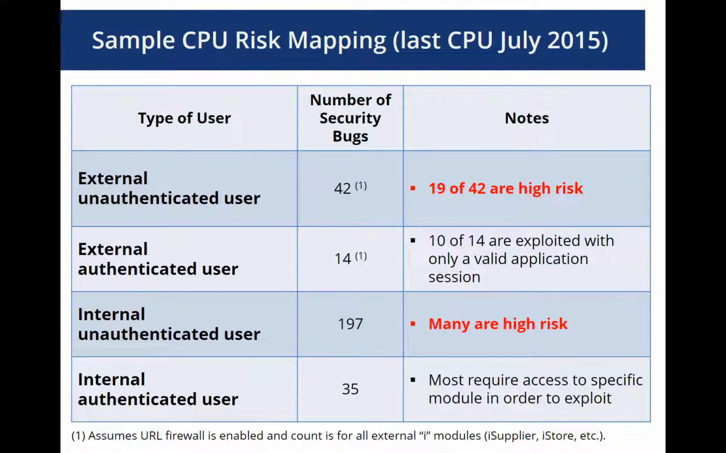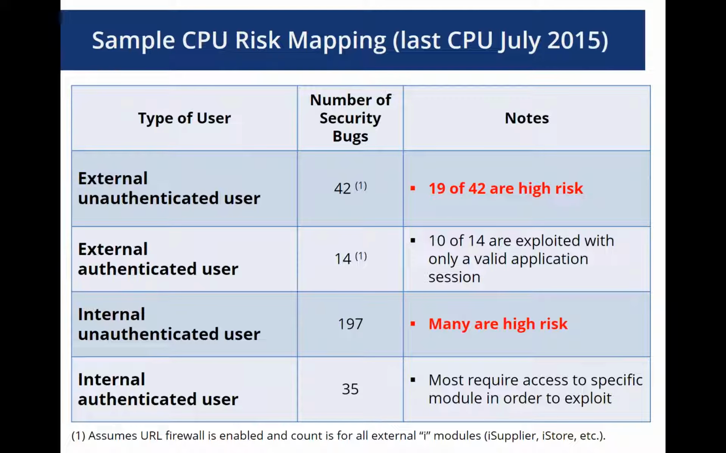And again, in this case, there's about 200 security bugs that were unpatched, but in this specific environment, still 42 were exploitable, even though they had done their DMZ configuration correctly, and 19 of the 42 we rated as very high risk. If I had logged in, an additional 14 security bugs could be exploited. And then on their internal network, because there's no restrictions on the internal network, I can access, there's no URL firewall prior to 12.2 internally, there's 197 bugs that could be exploited by an unauthenticated user, and an additional 35 if I was authenticated in the application.